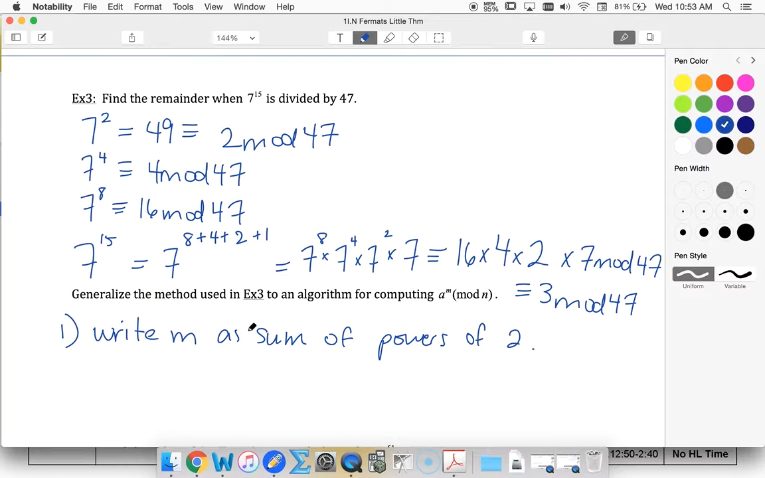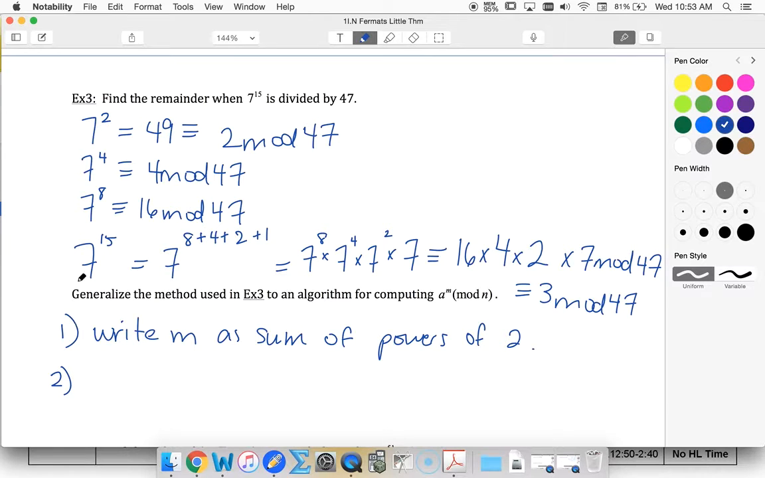Okay, this is also the same as thinking about binary notation. Notice that with our 15, we've got 2 to the 8th plus 2 squared plus 2 plus 1. So we could rewrite that number in binary as well to help us.